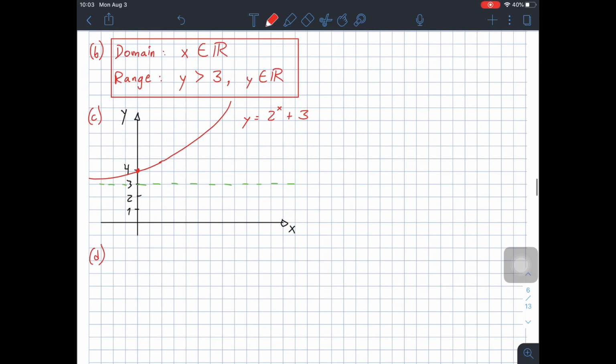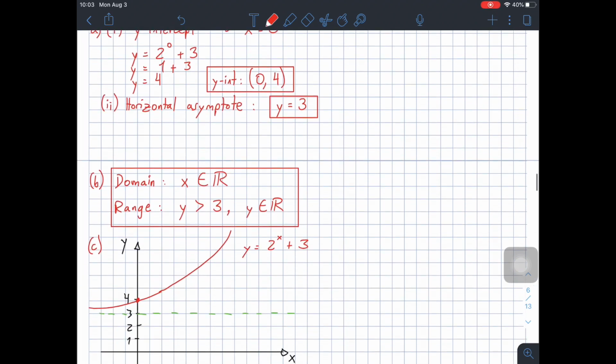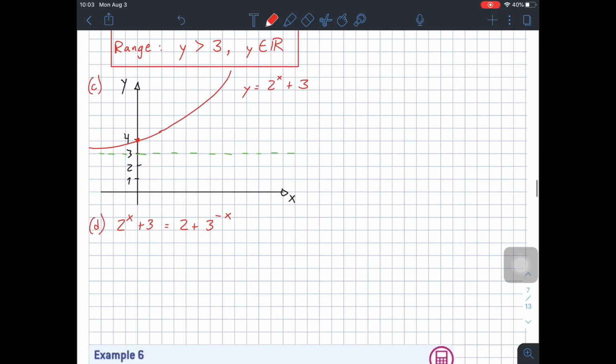So let me write that here. 2 to the power of x plus 3 equals 2 plus 3 to the power of negative x. I think it was like that. Yes. So if we want to solve this, there's no way, well, actually there is a way, but you still do not know how to do that, and you don't need to because you're allowed to use a calculator. But it's very difficult to solve this without using a calculator. If we use a calculator, it's actually pretty simple.